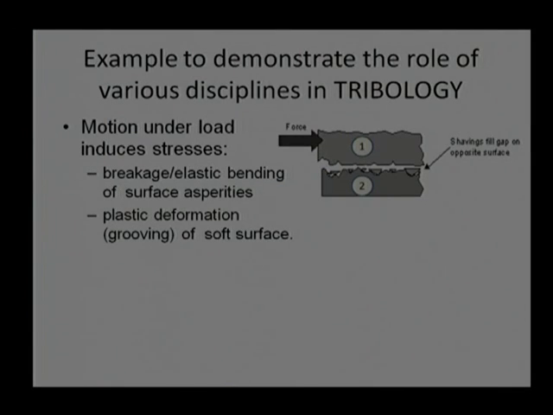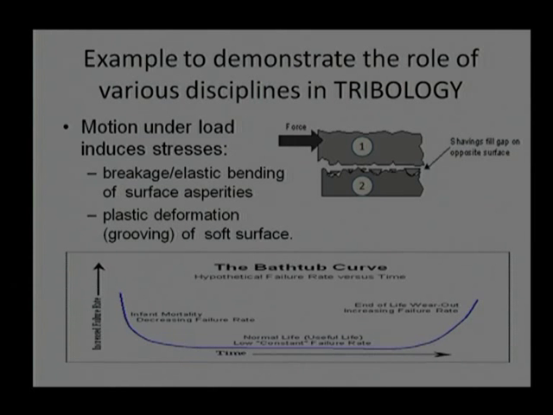However, there is a problem. When the component is new, there will be an irregular surface. That is why there will be some breakage of asperities, which is tolerable. That is why we showed the bathtub curve in the previous lecture. The bathtub curve clearly indicates that initially the rate of wear will be higher. It will then reach a steady state condition, and that steady state is going to decide the useful life of the component.